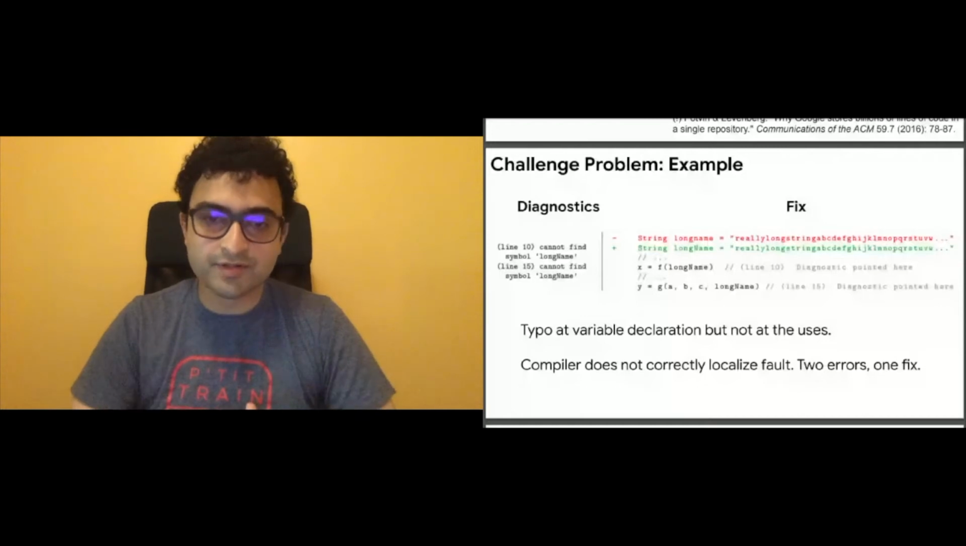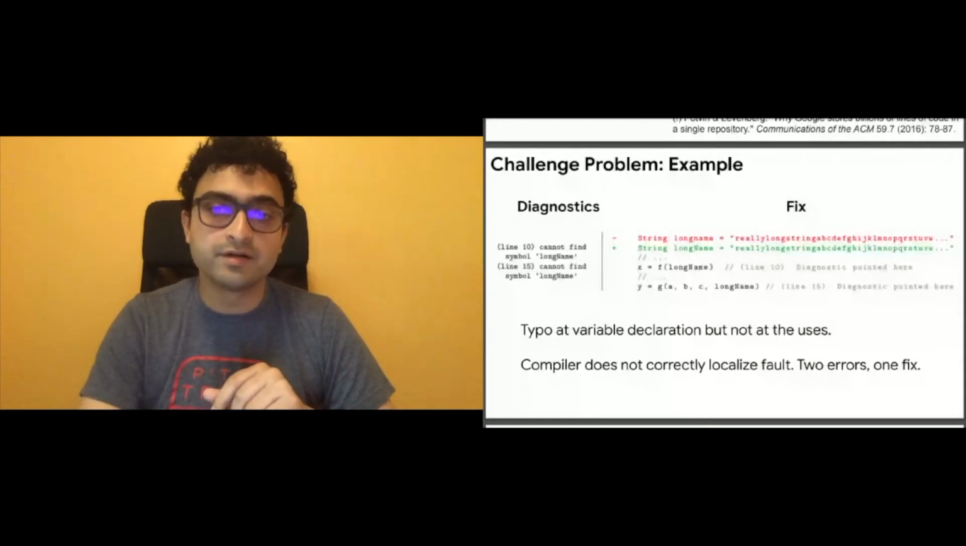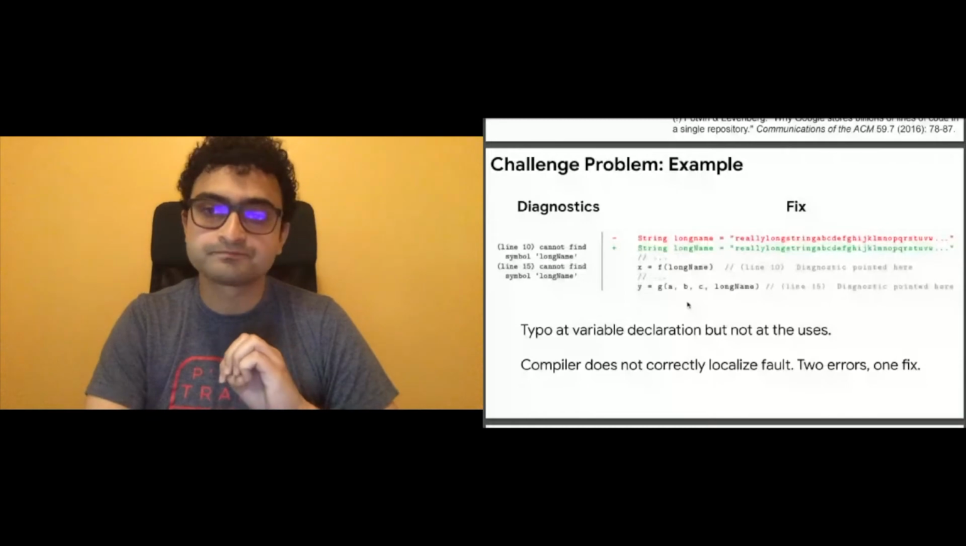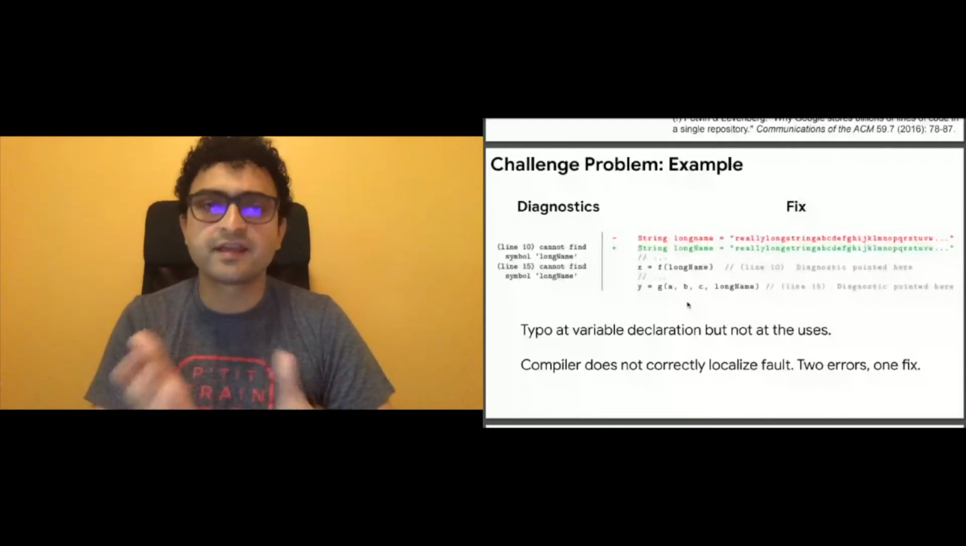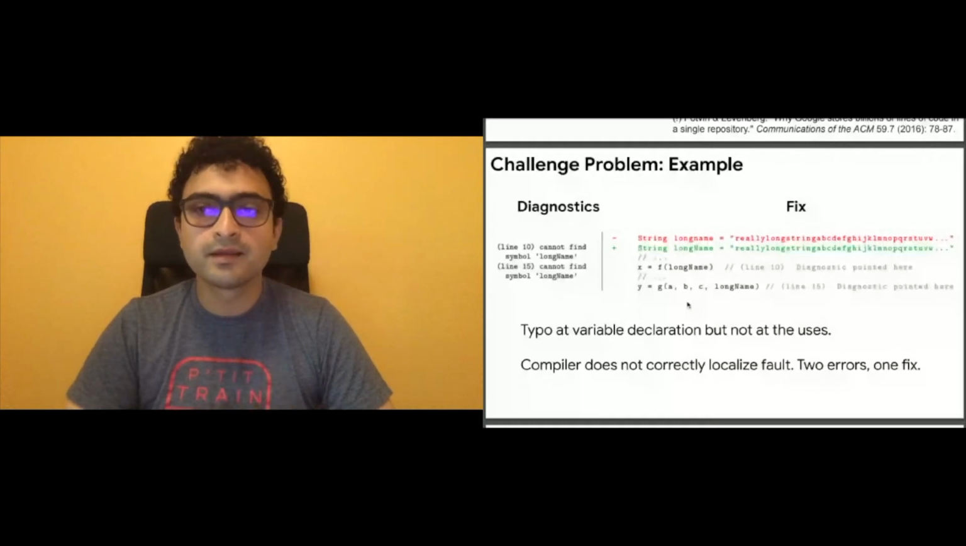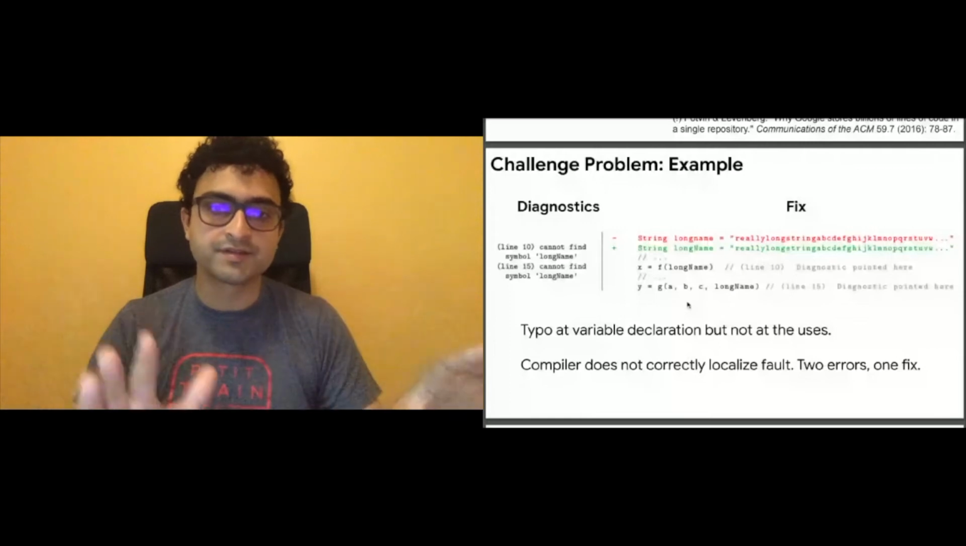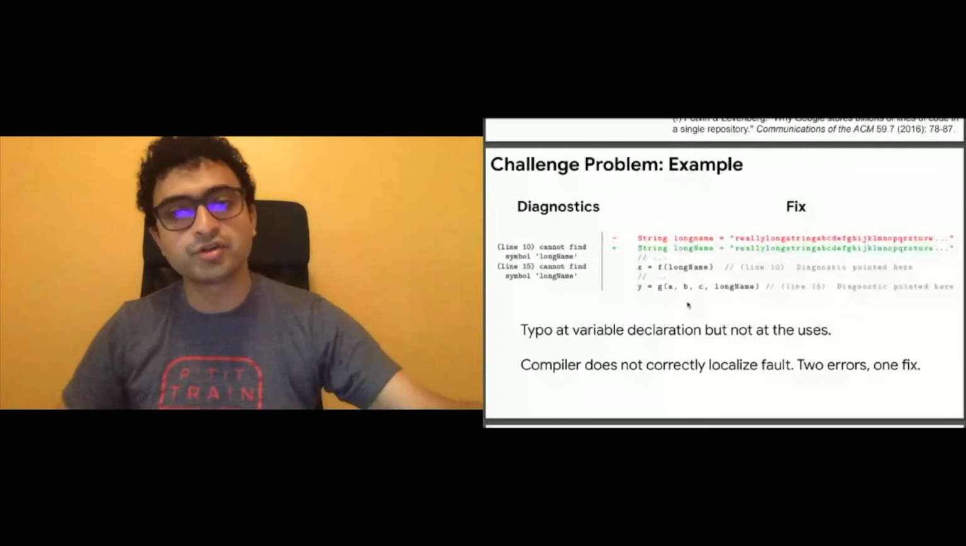So what's interesting to notice here is that the compiler does not correctly localize the fault. It thinks there are two errors in different locations, but the fix was somewhere else and it was a single fix. Okay, so these fixes can often not be trivial to solve. It can be a little bit tricky. Going back to our learning to edit software framework, we're going to take this and plug this into the graph architecture.